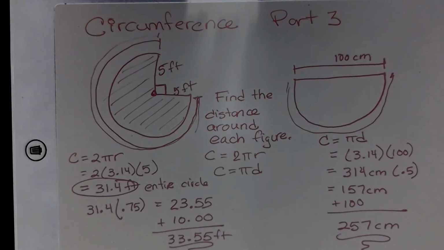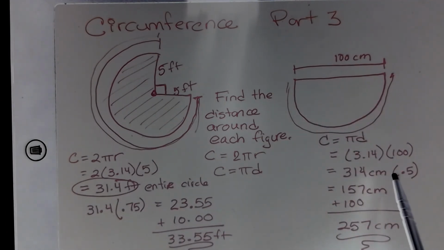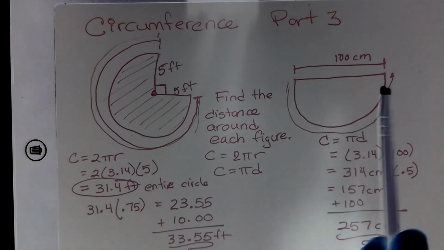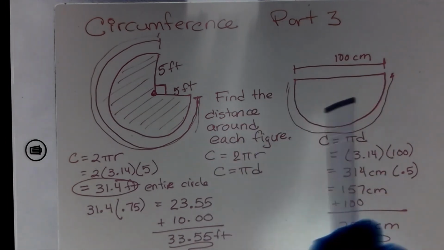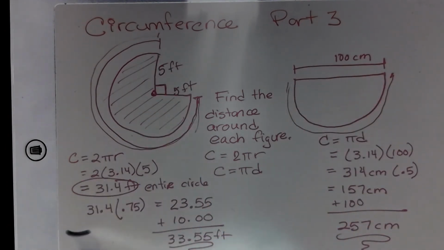So I just showed you two scenarios where you do not have a complete circle. You know that you're going to go ahead and find a partial of the circle. In this case, the part of the circle that we're finding is 3/4. The part of the circle we're finding here is half. But the next step is very important because a lot of students forget that. Since we're finding the distance around each figure, this side is included, this side included, and this side included. We must add that to our final result. Any questions about this part over here? Good? I believe so.